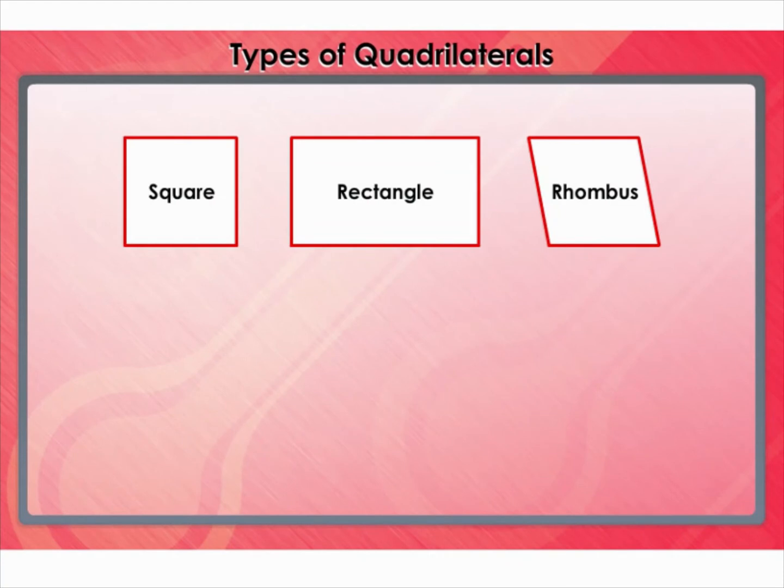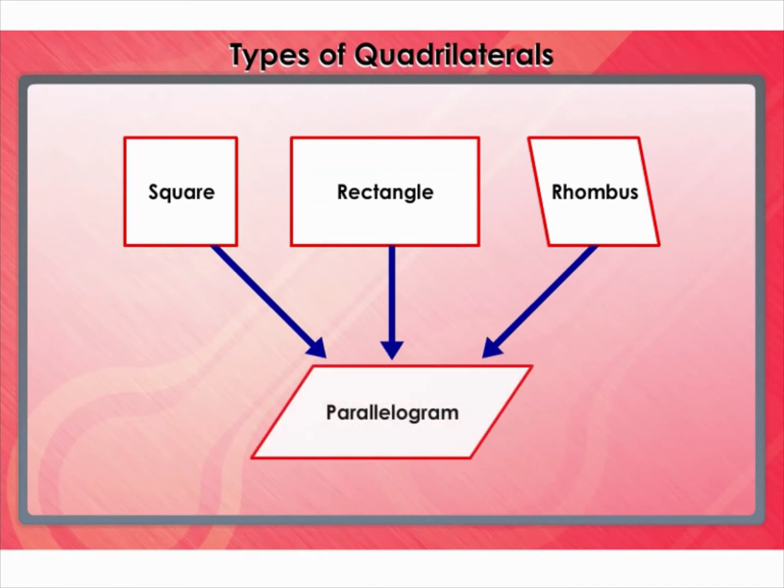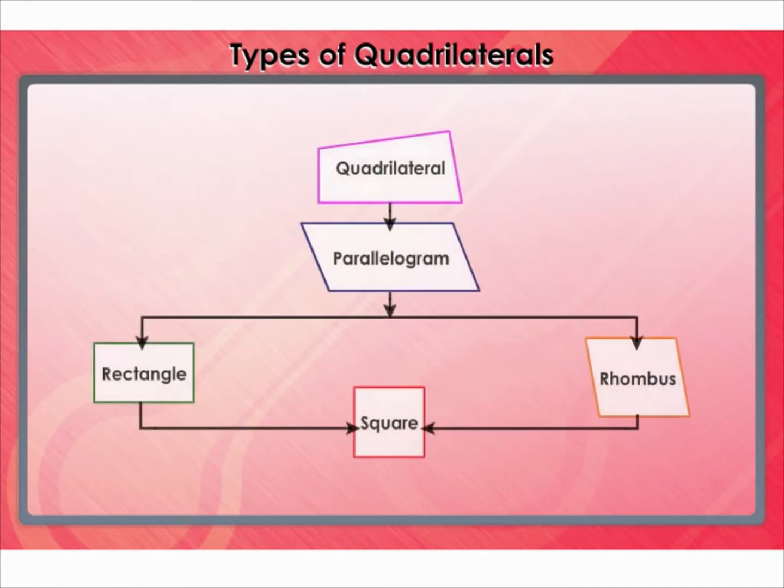Now let's consider the definition of all quadrilaterals. A square, rectangle, and rhombus are all examples of parallelogram. The relation between these can also be represented as shown.